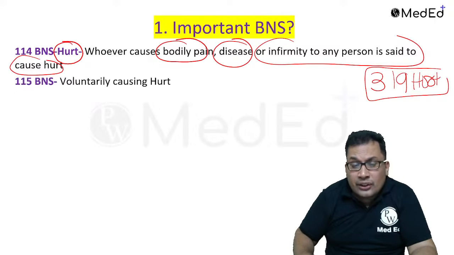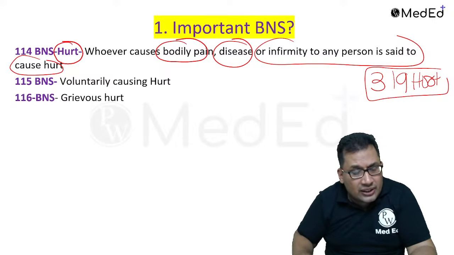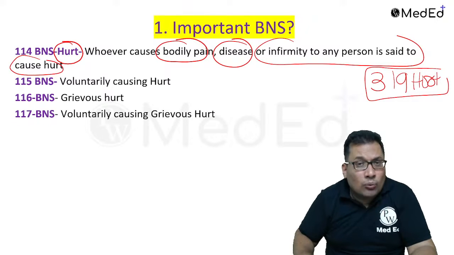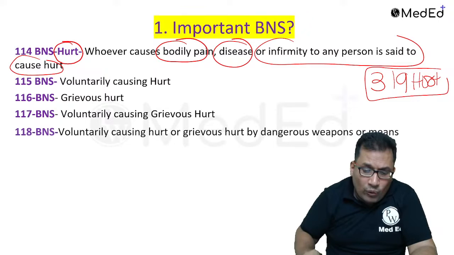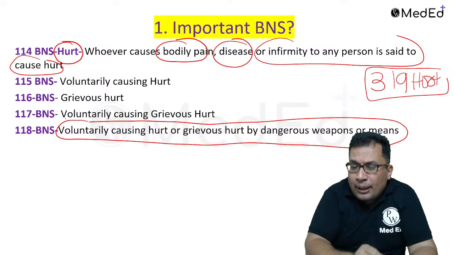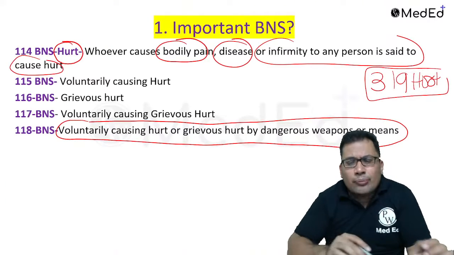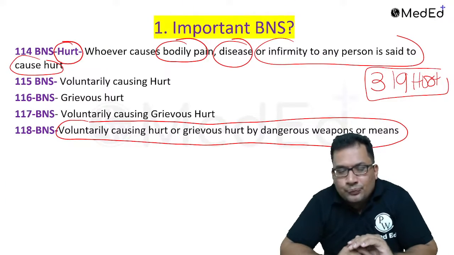Our question can be asked, what is 115 BNS? 116, that is grievous hurt. 117, voluntarily causing grievous hurt. 118, voluntarily causing hurt or grievous hurt by dangerous weapon or means. So this can be asked in your upcoming exam.